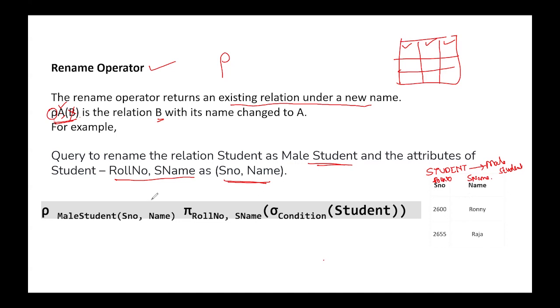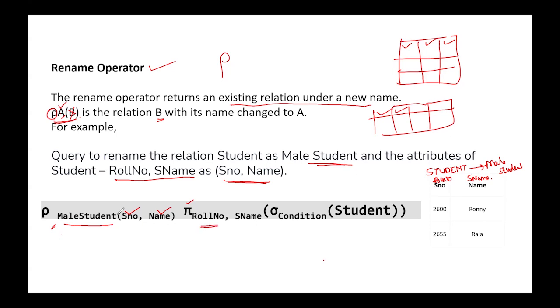So how do I do that? I will use the rename operator. I'm using rho here. After that, whatever new names I want, that I'm going to write. So the relation name, which is the new name I want, and inside that the new attribute names. And pi, I'm writing this because I'm selecting only those. There can be more than one. In this particular student relation there can be many other attributes also, but I want to change only two of them.